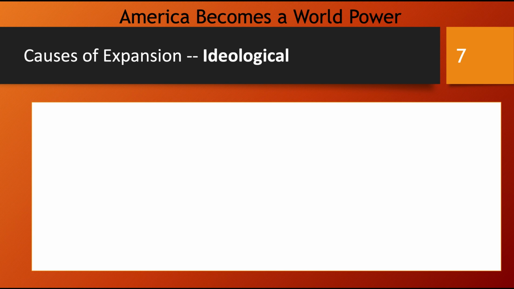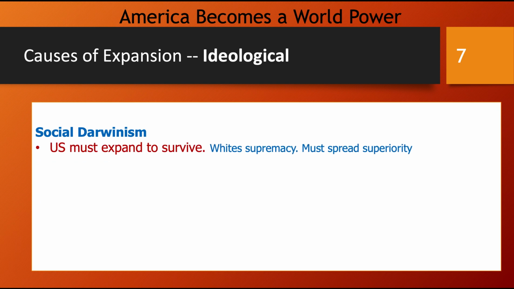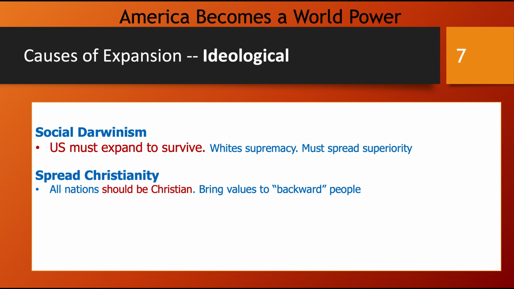The next is ideological. There are three pieces to this. First is social Darwinism. Social Darwinism can also be seen as white supremacy. The U.S. must expand to survive. This is the ideal that they held. They had this idea of superiority and that they must spread this civilized superiority. Next was spreading Christianity. Just like social Darwinism, spreading Christianity was all about bringing values to the quote-unquote backwards or uncivilized people. People who wanted to spread Christianity believed that all nations and all people throughout the world should be Christian.